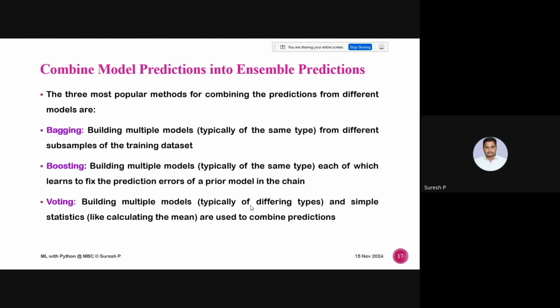The next one is voting. In the voting technique, or in the voting method, multiple models will be combined together, typically of different types, and it will be used to combine predictions. So this is called the voting process.